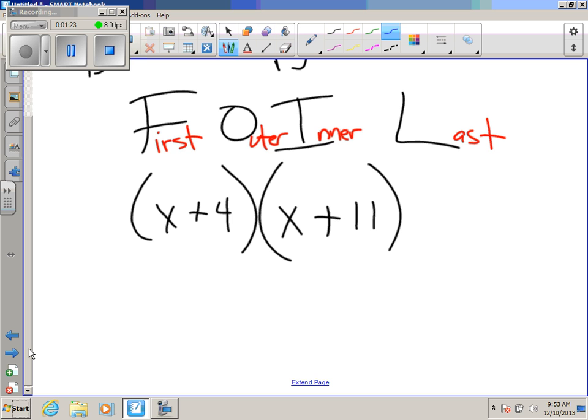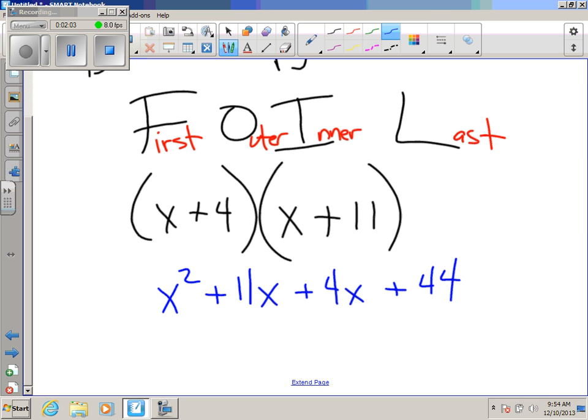What is the first term in both of these binomials? X. So x times x is what? X squared. What are the outer terms? X and 11 are on the outside. So I get what? The inner terms times x is 4x. And last in each, 4 and 11.